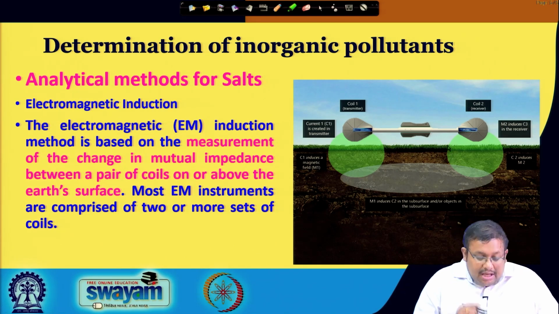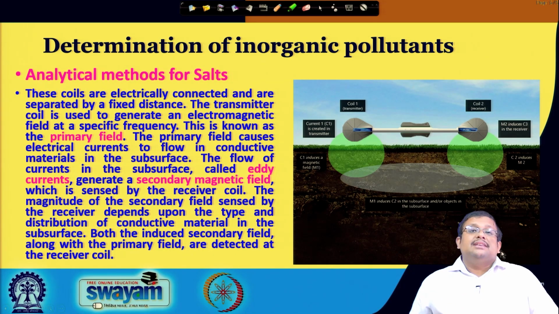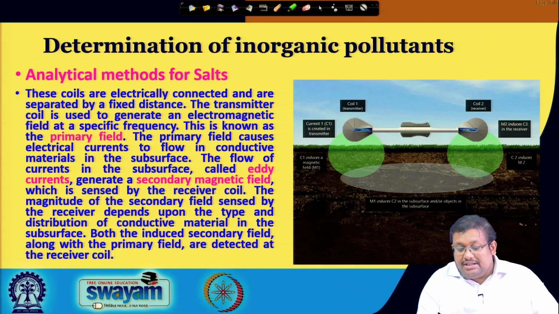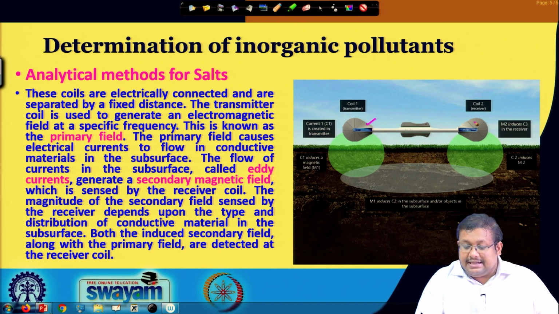How? We will see. Most of the EM instruments are comprised of two or more sets of coils, as we can see here. Now, these two coils are electrically connected, as you can see, and they are separated by a fixed distance. This transmitter coil is used to generate an electromagnetic field at a specific frequency. Basically, it first generates a current, we will call it C1, and this current C1 induces a magnetic field.